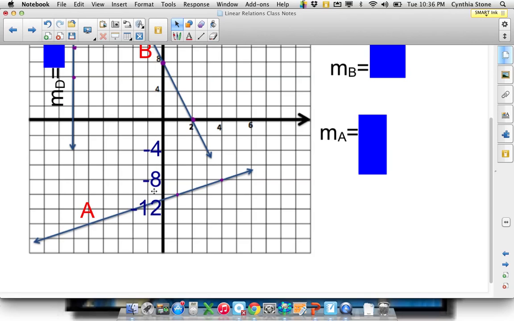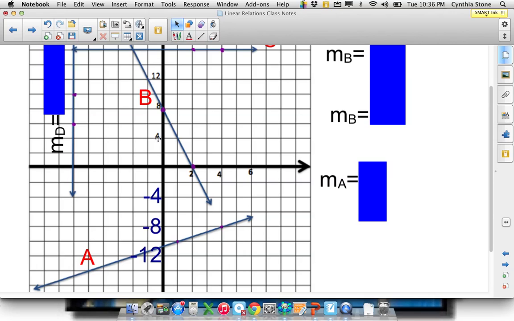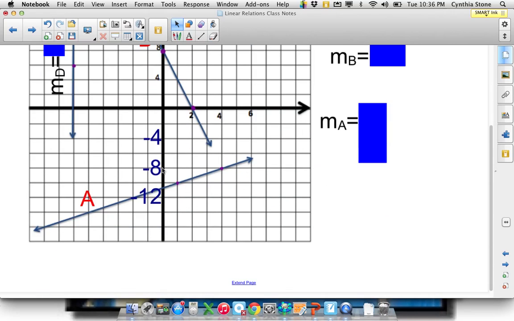So -4, -8, -12. So I just followed the same pattern down as I had going up. Okay? Which you should do. The scale should be the same. And in this point here, to find slope, you can choose any 2 points. Okay? And on A, I chose these 2. See, I marked them in purple already.